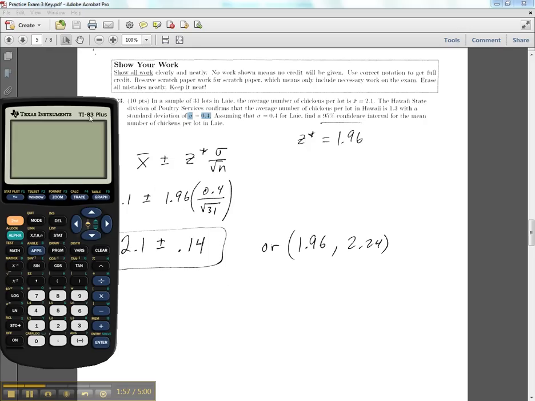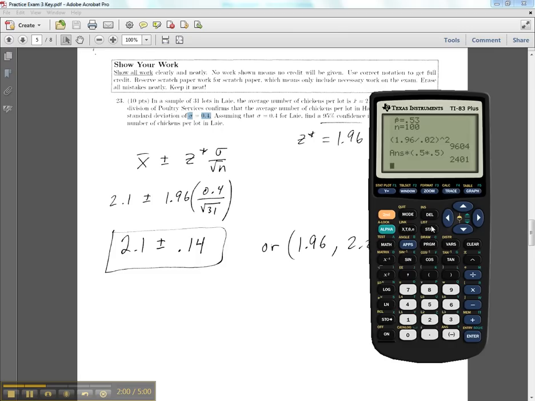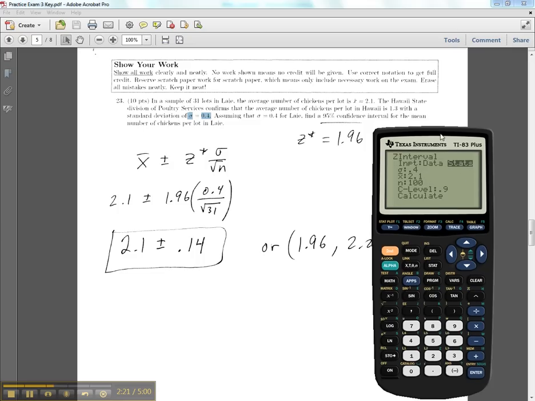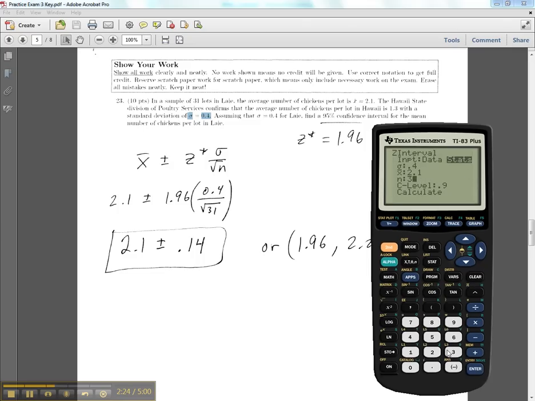Again, with the calculator, pretty easy. You just turn it on, go to stat, test, and then go to z interval. And then we have all of our stats. So sigma is 0.4, x bar again 2.1. So just follow the signs. If they tell you this is x bar, then use that. If they tell you what sigma is, then use that. Don't overthink it and make it harder for yourself. And then n is 31 right there, 31 lots in Lot EA. And then 0.95 is what we're looking for. And then calculate. And there it is.